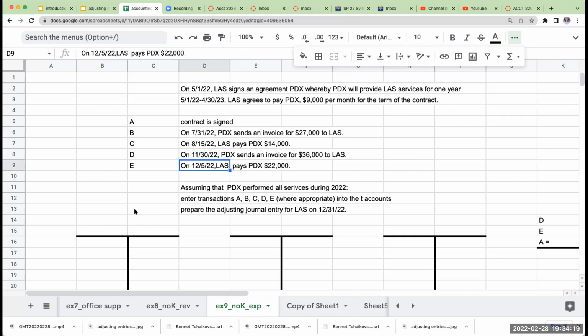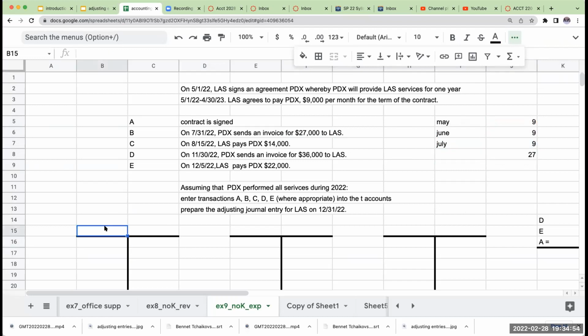So let's go ahead and do this. We sign the contract. Because there's no cash being paid, there's going to be no entry for letter A. Over here, PDX sends us an invoice for $27,000. So PDX did work for us, so I have to go through and record the expense. And if you think about it, does $27,000 make sense? Well, May, June, July, and this is $9,000 each month, right? So a total over here of $27,000.